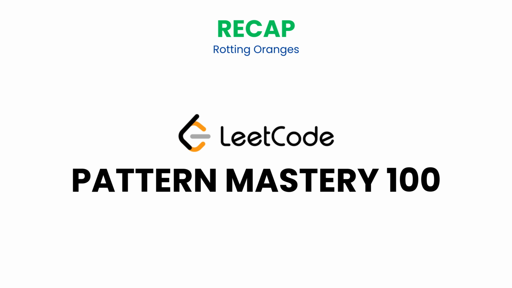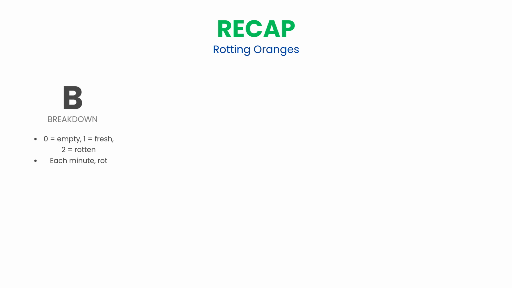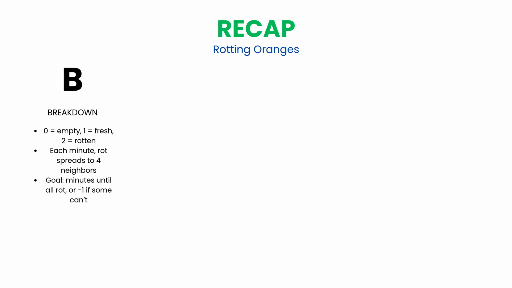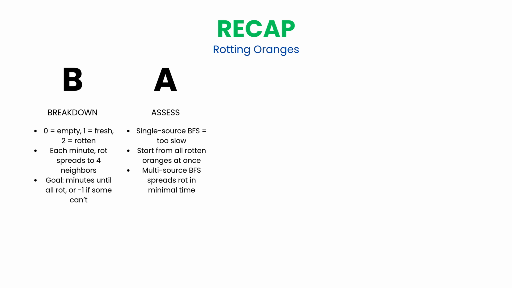At first glance, it's just a small grid, but rotting oranges can blow up fast if you don't think in waves. This problem tests whether you can recognize a multi-source BFS and reason through spreading processes efficiently. Let's do a recap. We're working with a grid where 0 means empty, 1 is a fresh orange, and 2 is rotten. Every minute, rotten ones infect their 4 neighbors. The goal is to find how many minutes it takes for all to rot, or return -1 if some never can. Running BFS from each orange separately is too slow.